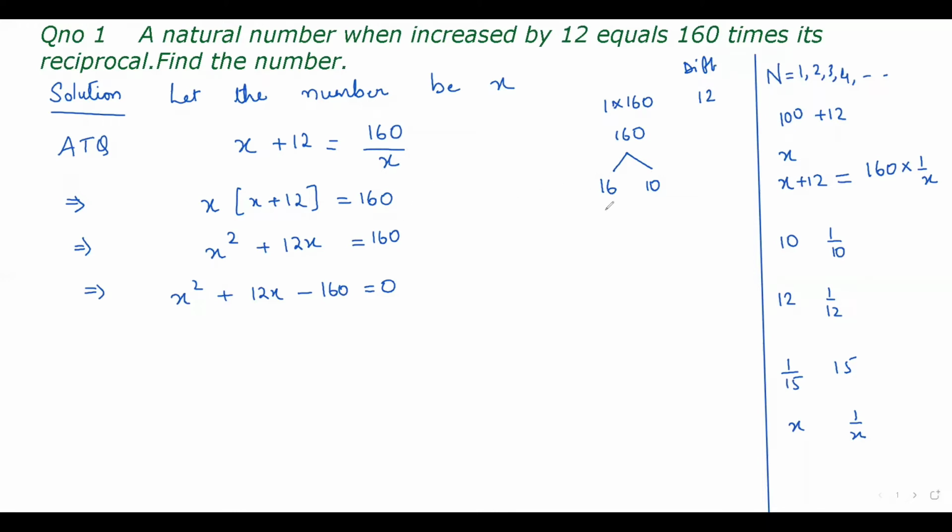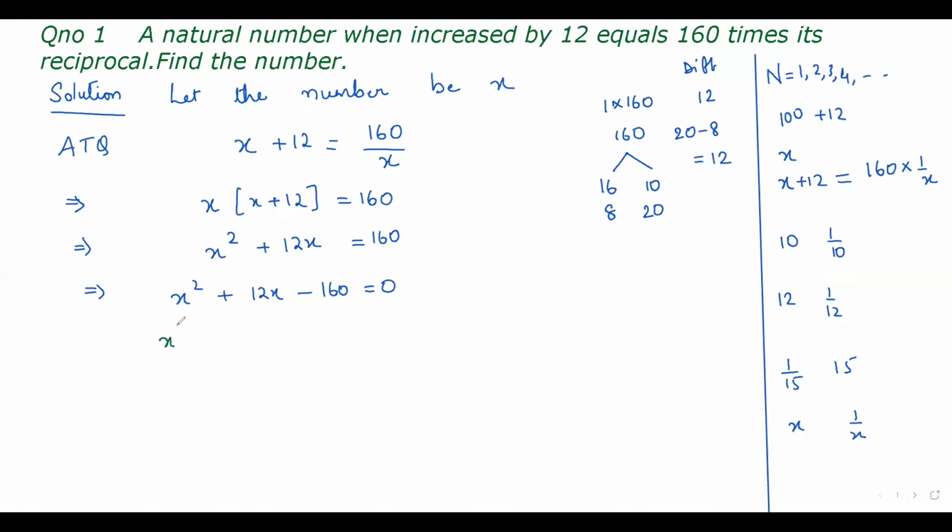If you see carefully, 8 into 20, 20 into 8, is 160. And when you subtract 20 minus 8, that is equal to 12. So we got two factors which, when multiplied, give 160 and, when subtracted, give you the middle term. So here our work is done almost.